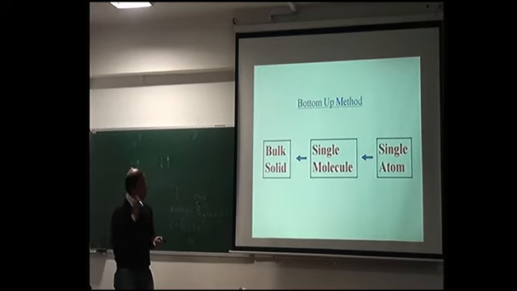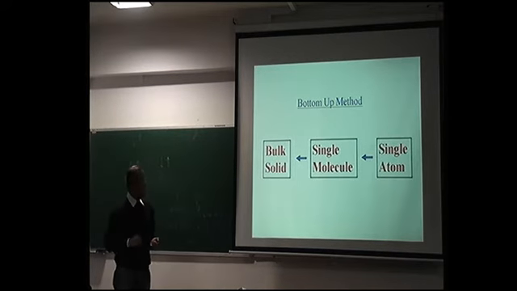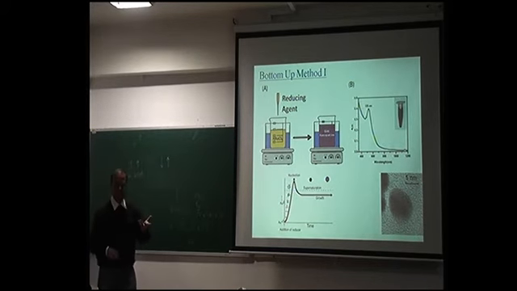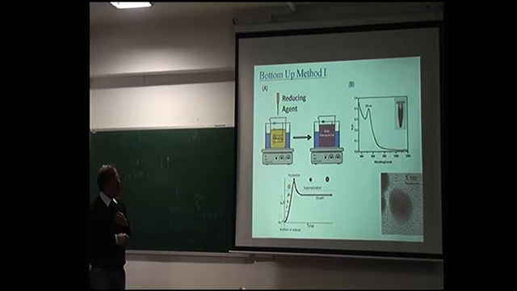Okay. Now, let me give you some examples of the bottom-up method. In the bottom-up method, we start from the atom, then we go to molecule, and then bulk solid. Okay? So this is an example by which you can make gold nanoparticles. This can be introduced in a school-level experiment also. So you take this gold compound and you heat it at 300 degrees centigrade and put some reducing agent.